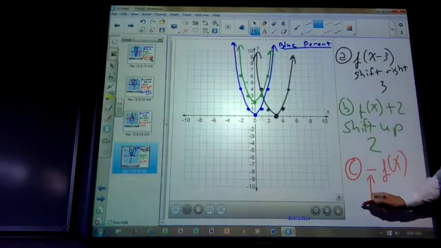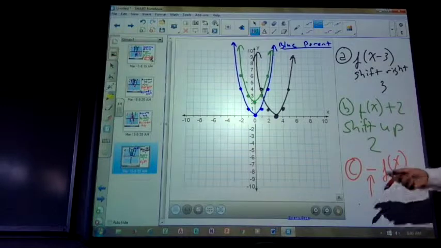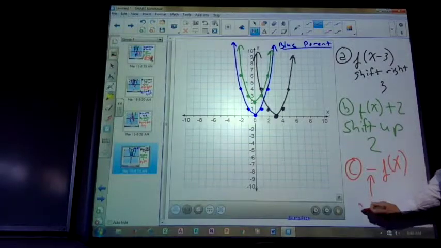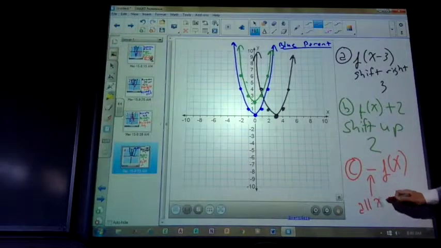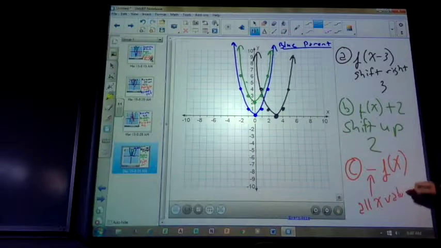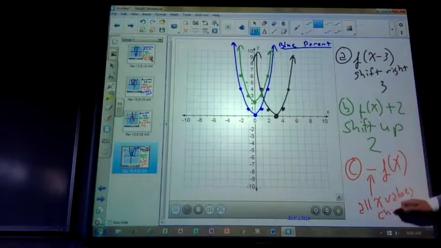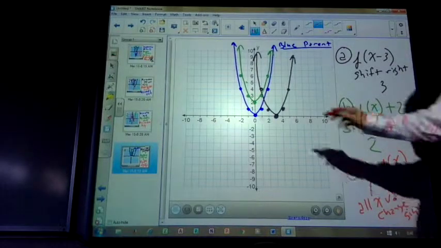It's going to make all x values change signs. All x values change signs. Okay, so on my blue, I have 0, 0. So we're going to change the x value. Negative 0, 0. What's negative 0, 0? Yeah, this is 0, 0.